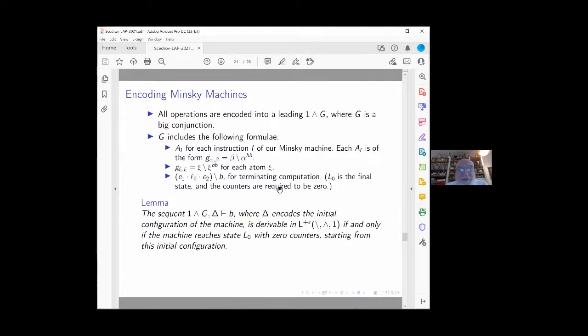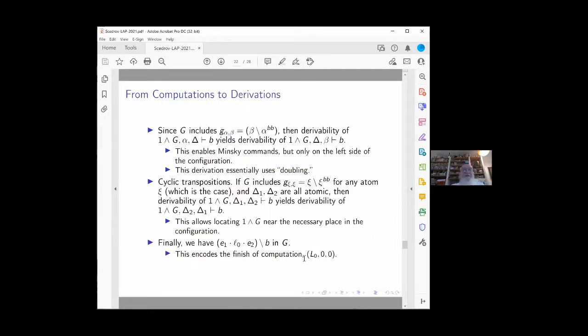Then there are formulas for atoms and for terminating computations, where L0 is the final state, and both counters are required to be 0. So the basic lemma to be proved is that the sequent 1 and G, comma delta, yields B, where delta encodes the initial configuration of the machine, is derivable in the small calculus if and only if the machine reaches state L0 with 0 counters, starting from the initial configuration. So the one direction is from computations to derivations.